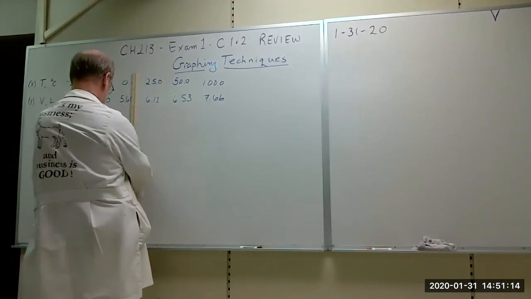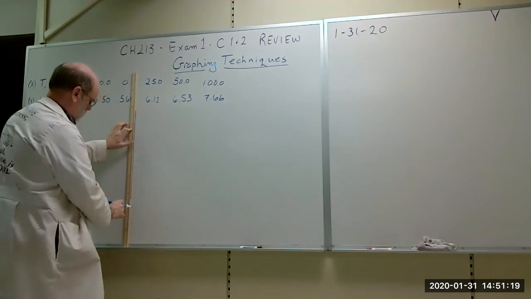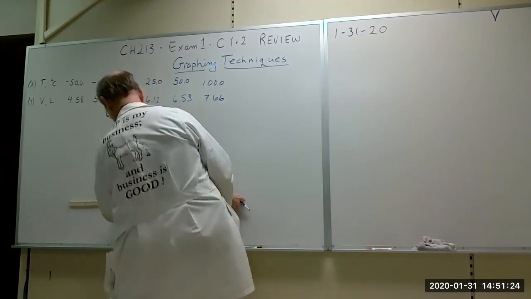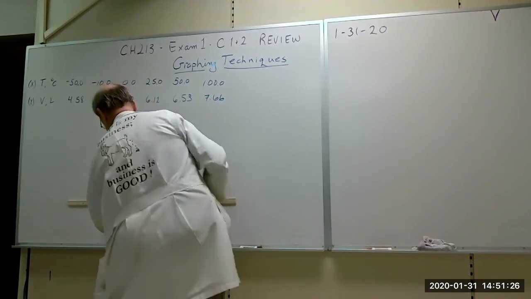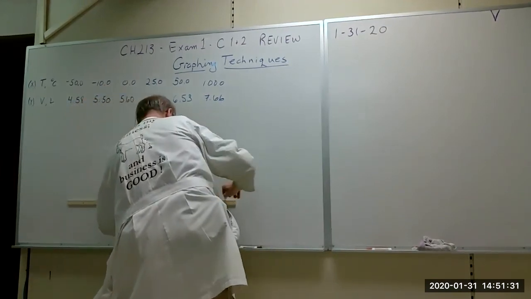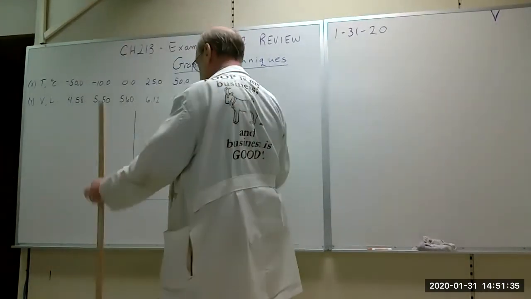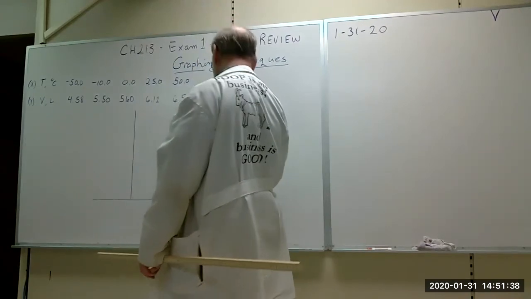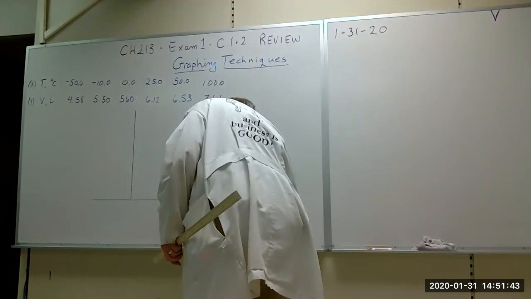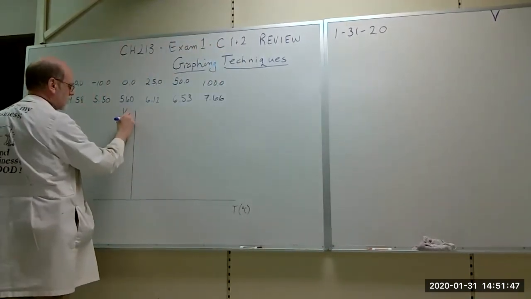we're going to have a y-axis, and we're going to have x-axis, which is our independent variable. So you label your axes, right? So this one, the x-axis is going to be temperature in degrees C, and this is going to be volume in liters.